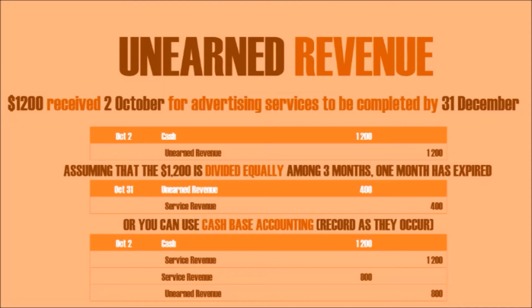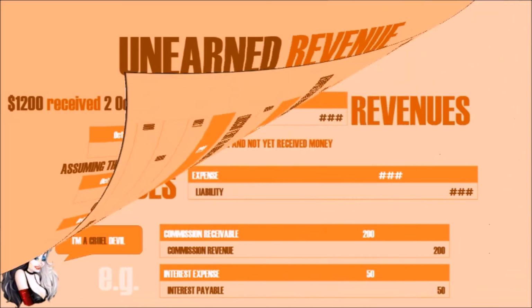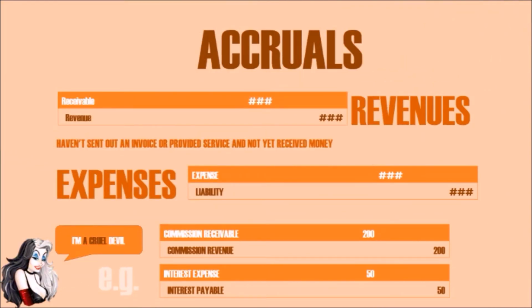By using cash-based accounting, you would recognize your revenue already on the 2nd of October. You would only reduce the revenue amount by $800 while increasing your unearned revenue by $800 at the end of the period. The net effect of both accounting methods would result in the same account balances at the end of the period. The next topic is accruals, which is a very difficult concept.